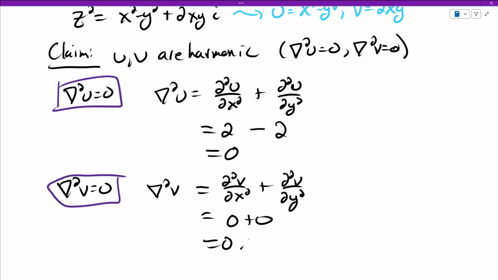Cool. So here's our first example of explicitly checking the real and imaginary parts solve Laplace's equation.